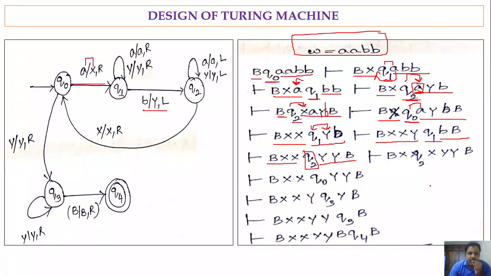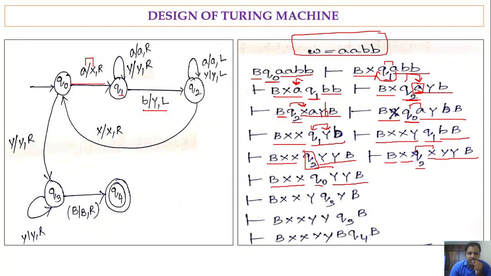In Q2, if we get Y, keep that Y as it is and move the head towards left, remaining in the same state. So we'll get BX Q2 XYYB. In Q2, if we get X, we have to move from Q2 to Q0, replace that X with X and move the head towards right. If we are moving towards right, you will get BXX Q0 YYB.